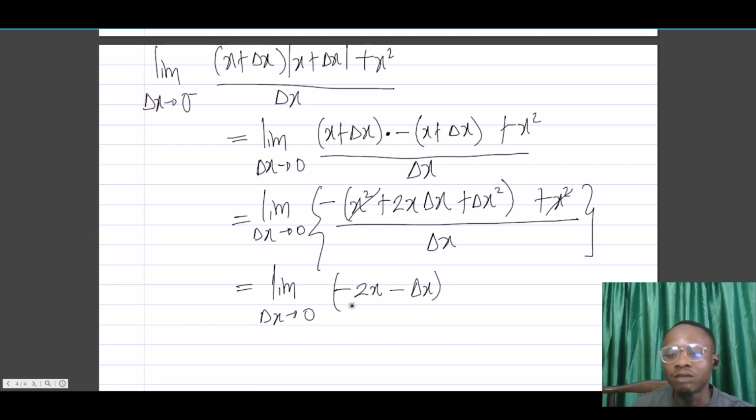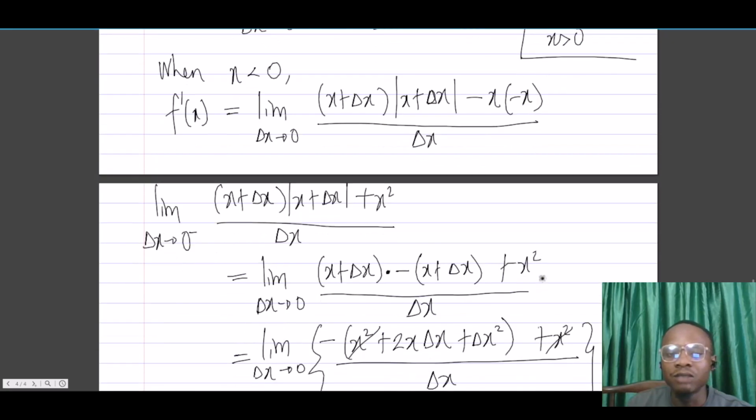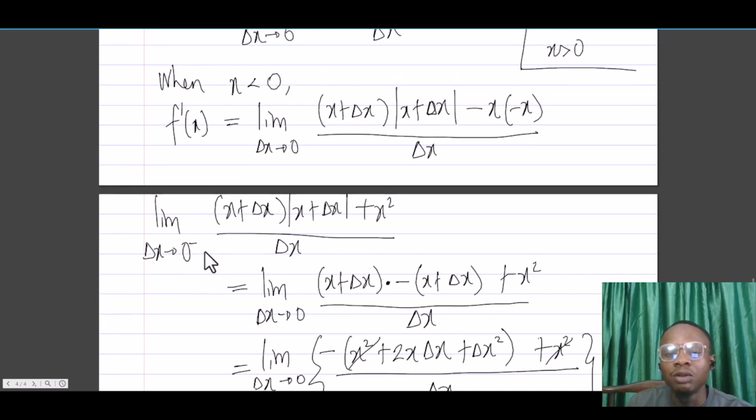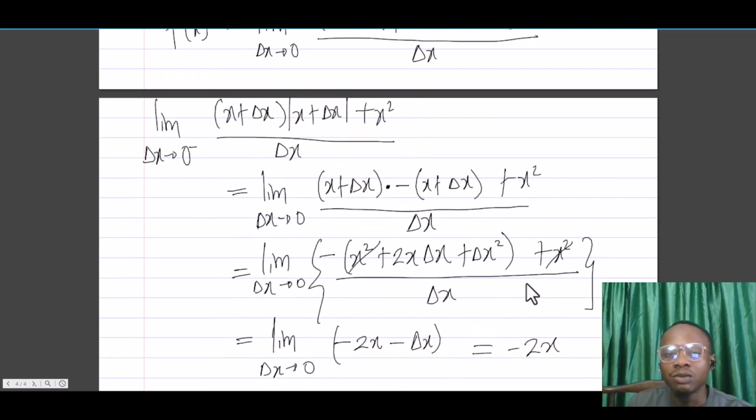So this is what we have left, and when we substitute delta x equals 0 here, this is going to give us minus 2x. So we can see now that having obtained this limit, we have seen the limit when delta x is approaching 0 from below, and it is equal to minus 2x.